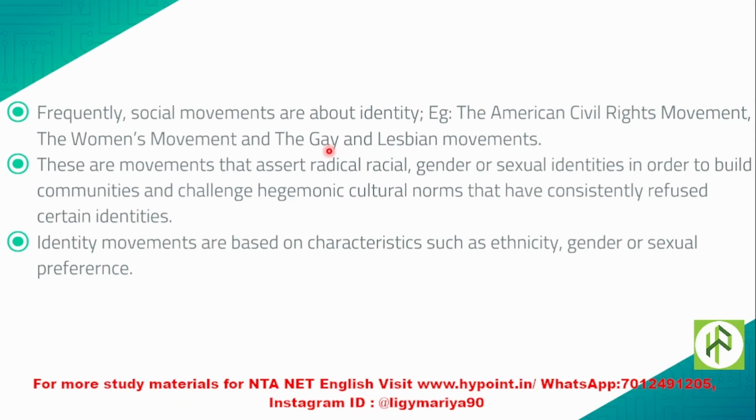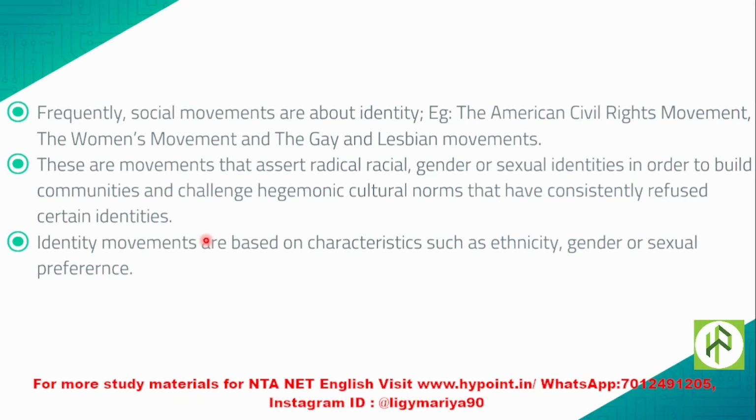and then that is the new social movement. These are movements that assert radical racial, gender or sexual identities in order to build communities and challenge hegemonic cultural norms which have consistently refused certain identities. So in a heterosexual society, in a patriarchal society, either you need to be man or you need to be woman. Any other genders, myriads of sexual genders and gender identities are there. All those identities got negated, refused. They have refused to recognize them as eligible, recognized as normal.